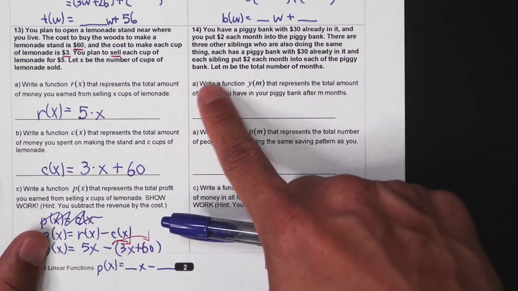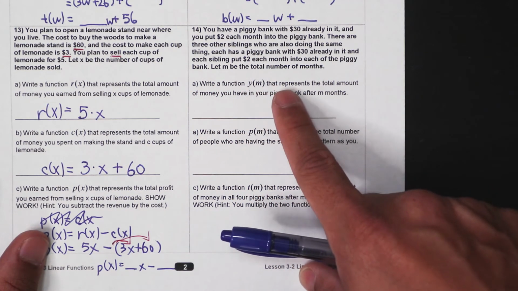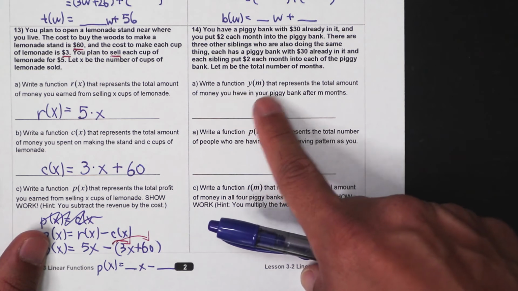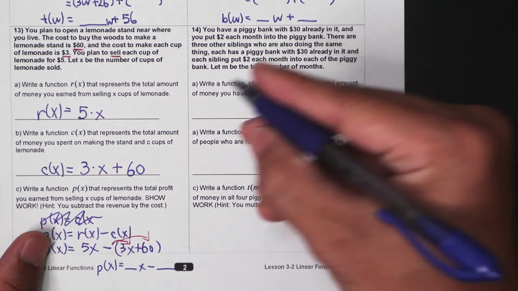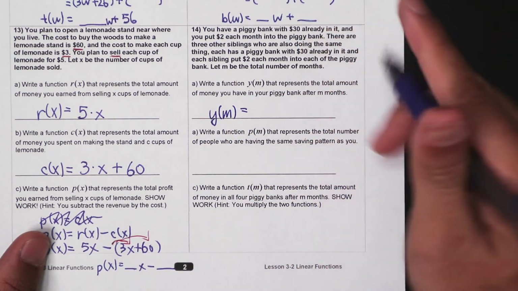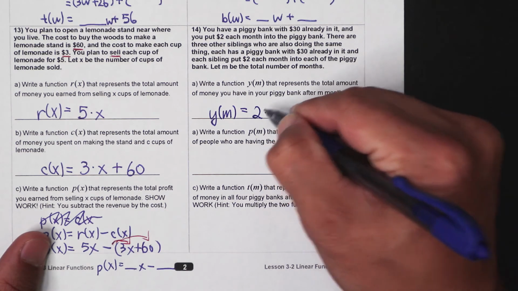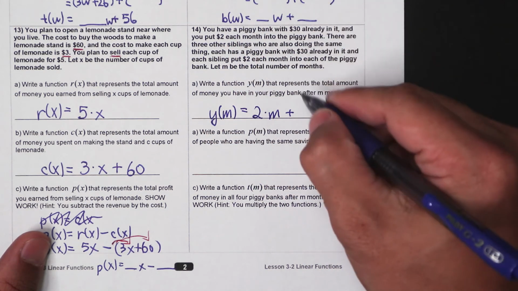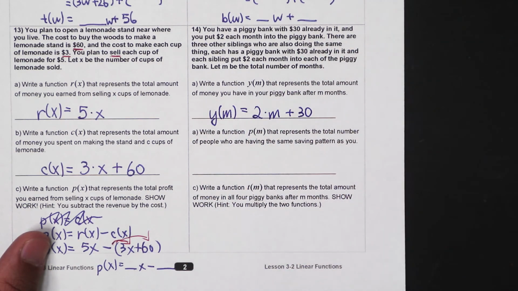Well, in part A, it says write a function y of m that represents the total amount of money just you, not your siblings, have in your piggy bank after m months. Well, remember, you are putting $2 each month, and you already have $30 in it. So it's going to be 2 times the number of months plus your starting amount that is already in the piggy bank, which is 30. So this is you right there.